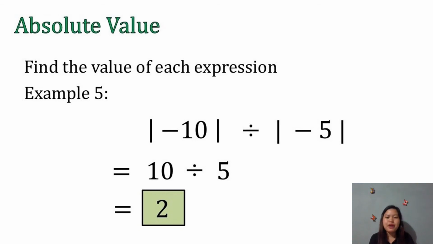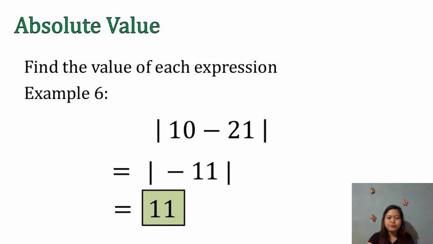Now, example number 5. The absolute value of negative 10 divided by the absolute value of negative 5. The absolute value of negative 10, that's 10. The absolute value of negative 5, that's 5. And we copy the division sign there. 10 divided by 5, that's equal to 2.